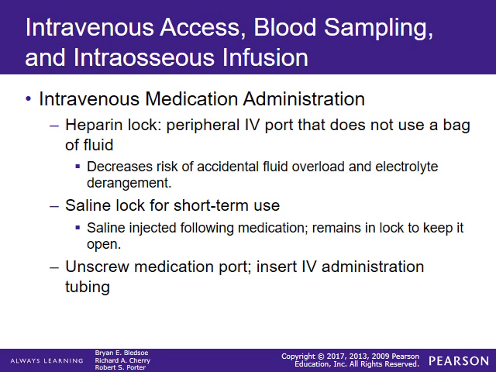Oftentimes we won't run IV fluids. We'll actually put a lock on them. Common locks used in the field include a heparin lock, which is a peripheral IV port that does not have a bag, but has a small injection of heparin, which reduces the clotting at the site of the IV catheter. These are generally used for longer term, and saline locks are used for short term, which do the same thing, but they eventually will flush out and could potentially create a clot at the site of the catheter in the vein.